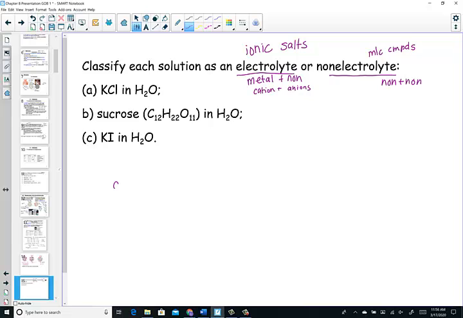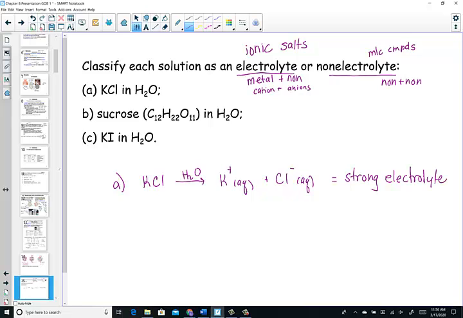So letter A, KCl. If I put KCl and dissolve it into water, out comes an aqueous ion of potassium and an aqueous ion of chloride. This is a strong electrolyte. All water-soluble salts are strong electrolytes.